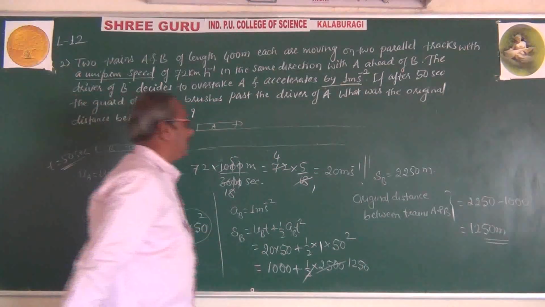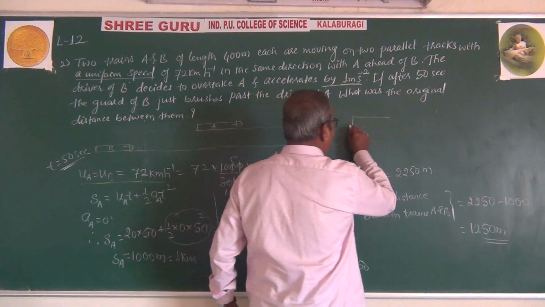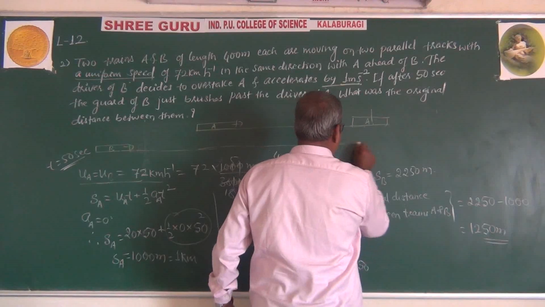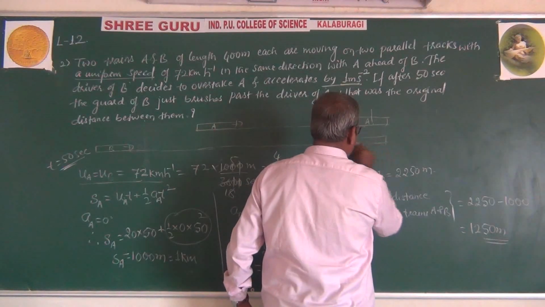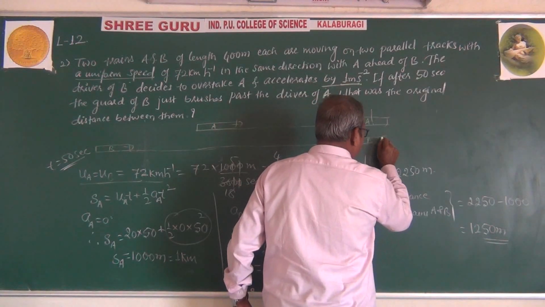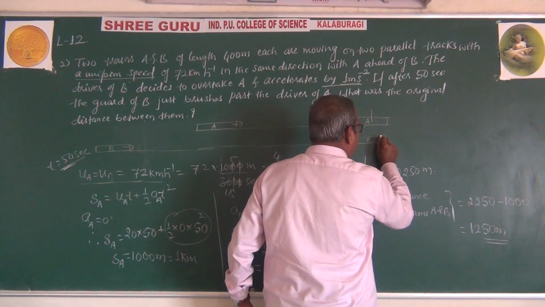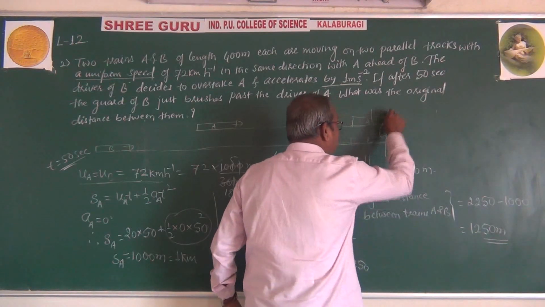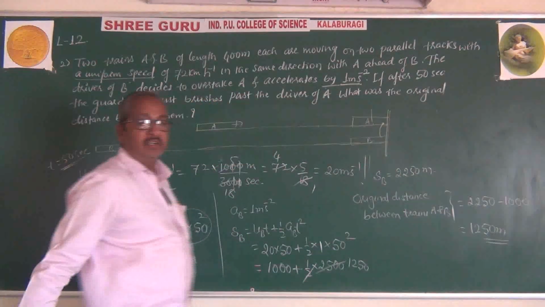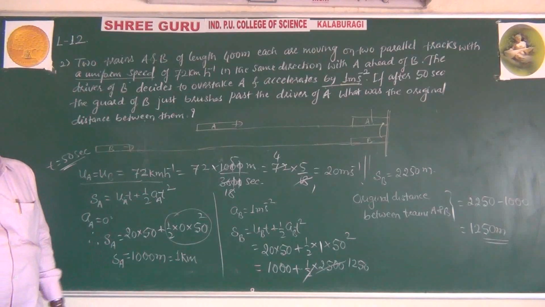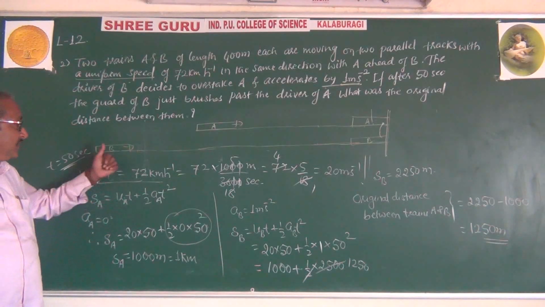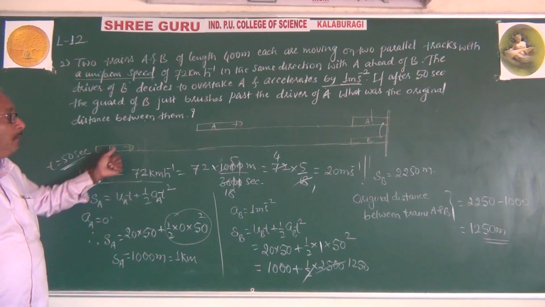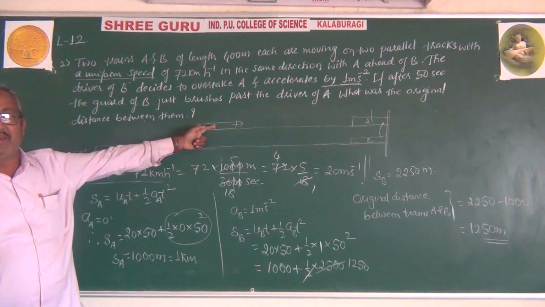After 50 seconds, train A will reach this position. Train B also reaches the same position, because the guard of B just brushes the driver of A. That means the final position of both the trains will be the same. So therefore, since B is accelerated, the distance covered by B must be greater than the distance covered by A.